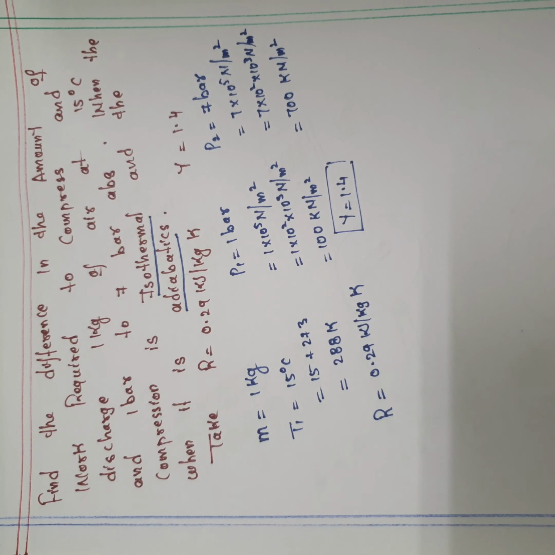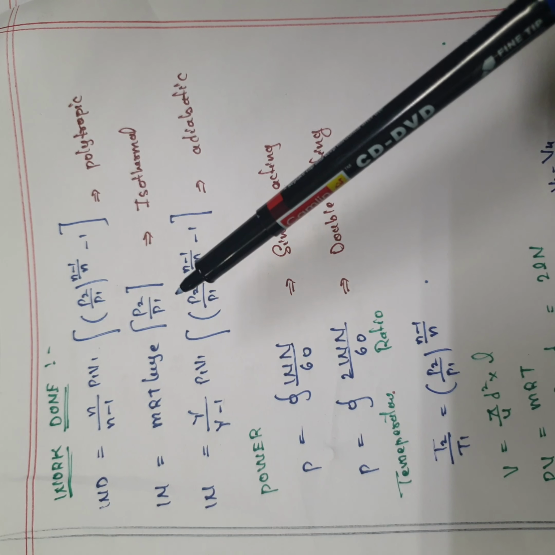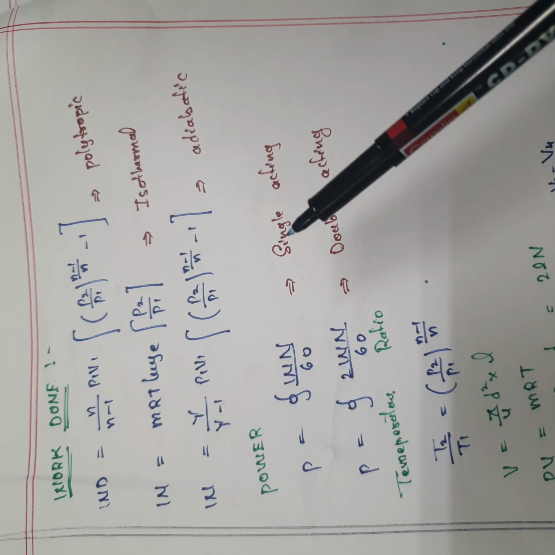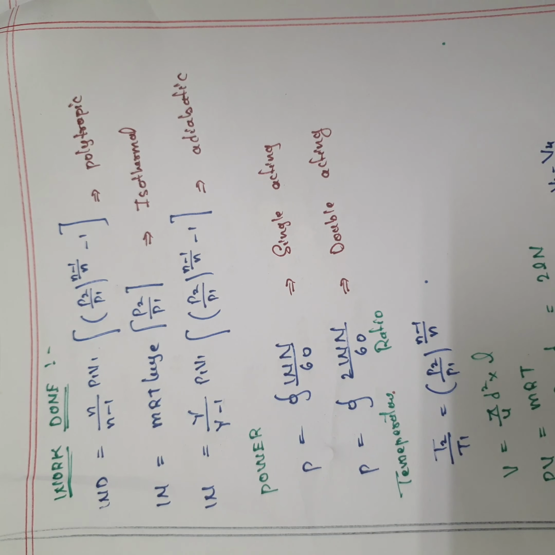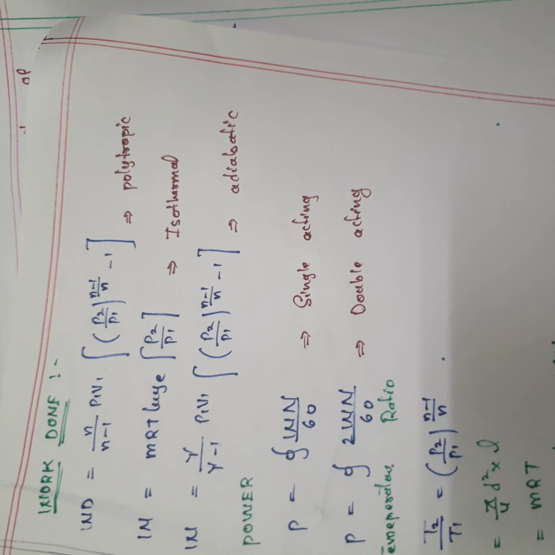For isothermal, the formula is mRT log P2 by P1. For adiabatic, the formula is gamma by gamma minus 1, P1 V1, P2 by P1 raised to n minus 1 by n, minus 1. These two formulas you have to use, and find out how much difference there will be between them.